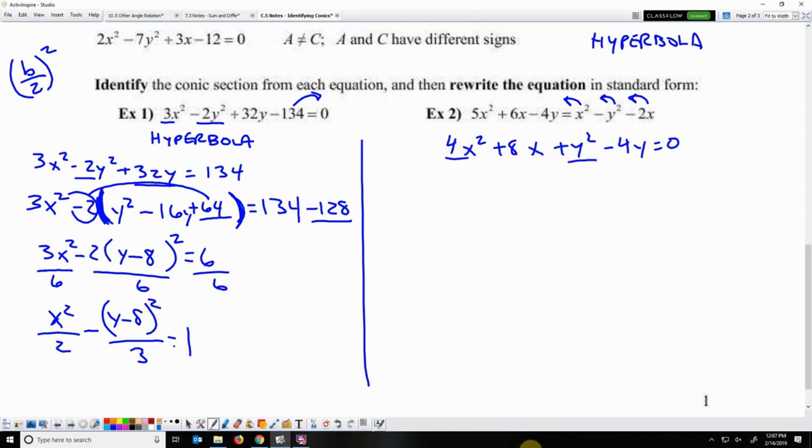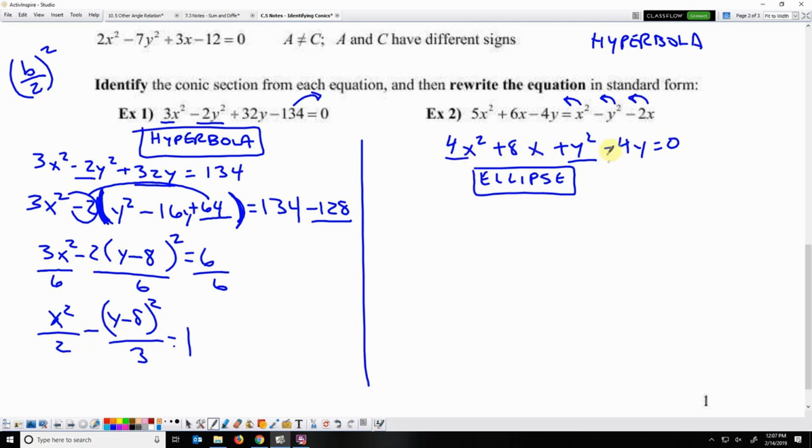They have the same signs but different coefficients. That makes this an ellipse. A and C are different, but they have the same sign. It is an ellipse. Now we need to get that into standard form, which is going to look just like this hyperbola, except that's going to be a plus there.